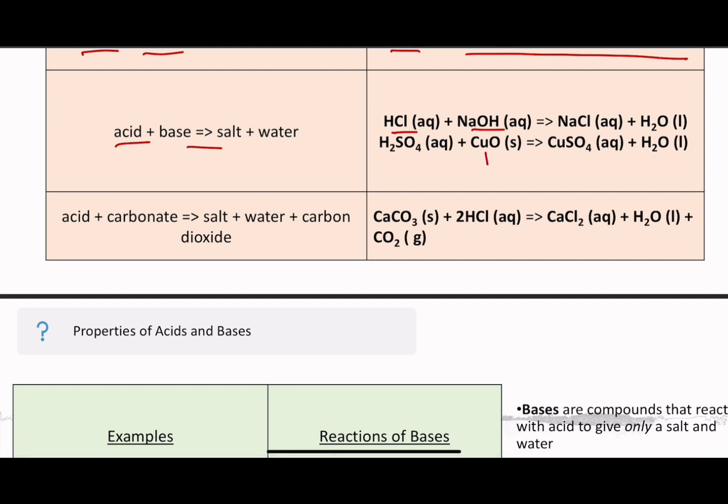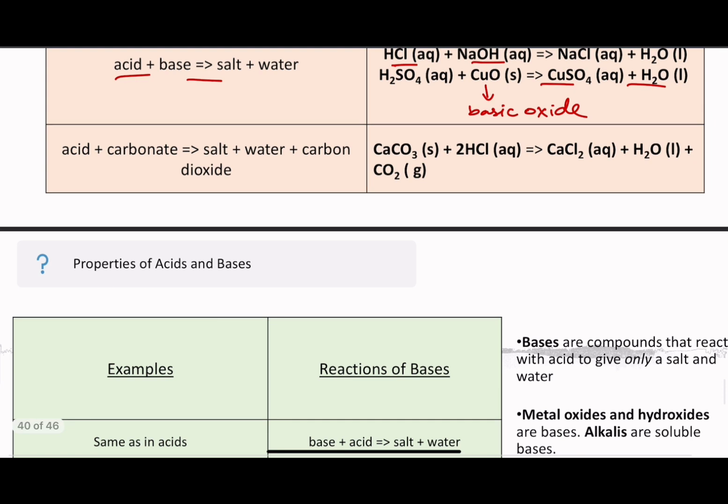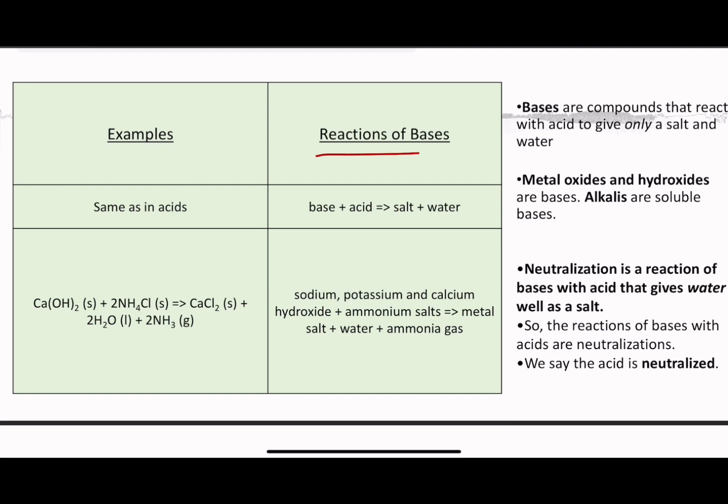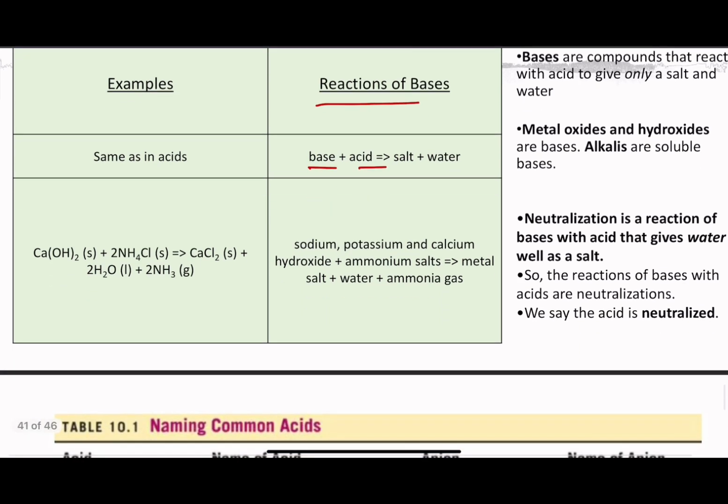And there's also basic oxide, what it gives as a product. As you see, salt and water, it's the same thing. Acid plus carbonate, a metal carbonate. As you see, we get the salt, we get the water, and CO2. Now, reactions of the bases, base plus acid gives salt and water. In here, you have calcium hydroxide plus a salt. This is an interesting reaction. So as you see, we get the salt again, we get the water, and we get our base back.